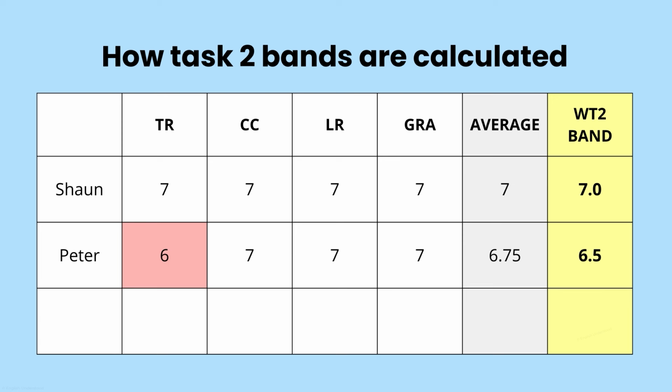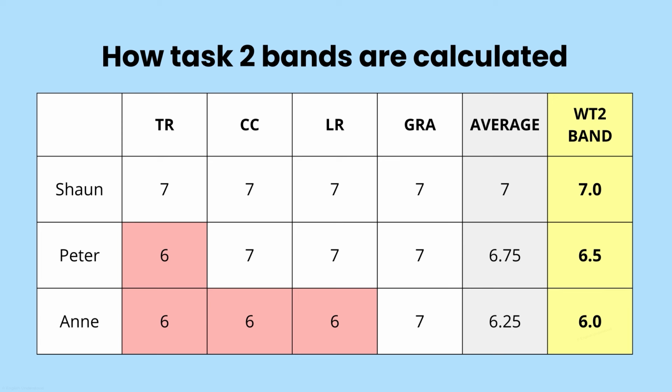And that's something that a lot of students don't know. They think that if you get 1 6 and 3 7s, you'll still get a 7 for writing task 2. But no, that's not correct. You need to get 4 sevens. Now, Anne, she got 6, 6, 6, 7. Well, her average is 6.25.